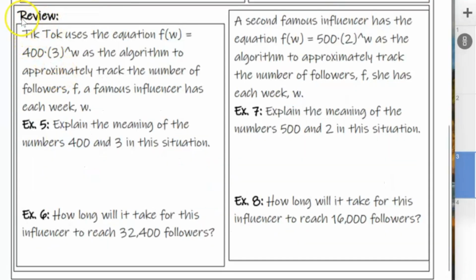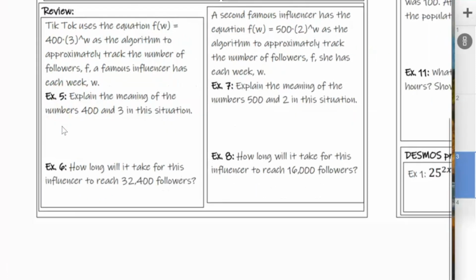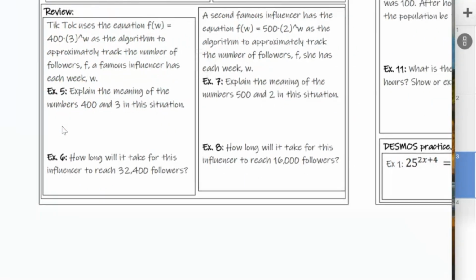All right. So let's review what we've done so far in this unit. TikTok uses this equation, f of w equals 400 times 3 raised to the power of w, as an algorithm to approximately track the number of followers f a famous influencer has each week w. So again, before I even start, I keep writing this equation down. I'm going to keep writing it forever.